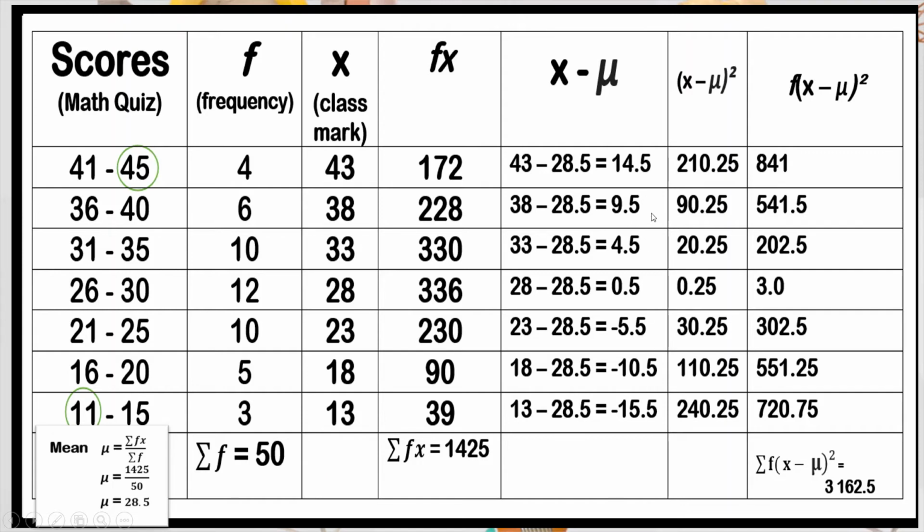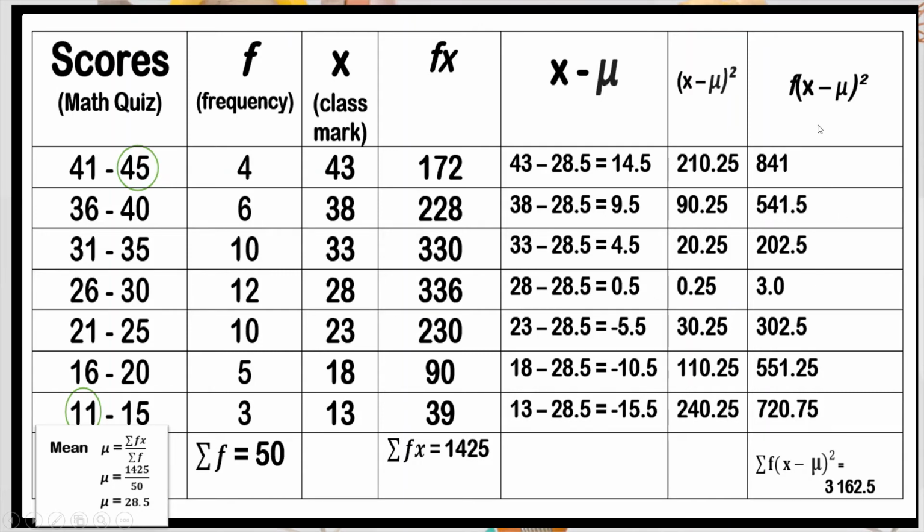So 9.5 squared is 90.25. 4.5 squared is 20.25. 0.5 squared is 0.25. Negative 5.5 squared is positive 30.25. Negative 10.5 squared is positive 110.25. Negative 15.5 squared is also positive 240.25.